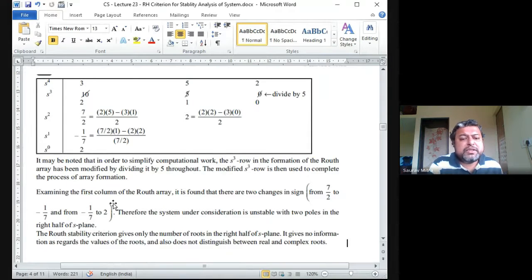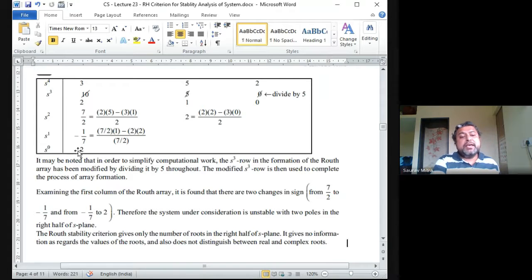Examining the first column of the Routh array, it is found that there are two changes in sign. How are there two changes in sign? So first element is 3, second element is 2, third element is 7 by 2. Fourth element is minus 1 by 7. So first change is 7 by 2 to minus 1 by 7. This is one sign change. And second change is minus 1 by 7 to 2. So first, 7 by 2 to minus 1 by 7, that means positive to negative. This is the first sign change. And then minus 1 by 7 to 2, that means negative to positive. This is the second sign change.